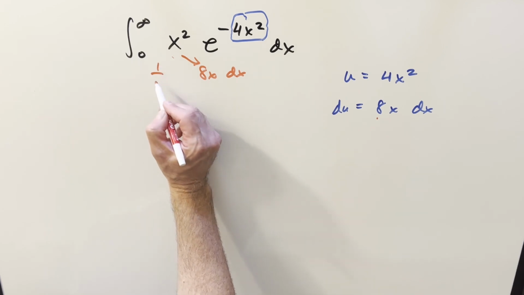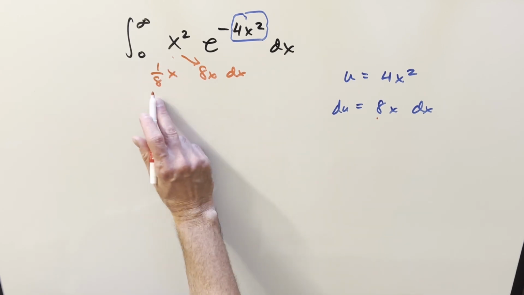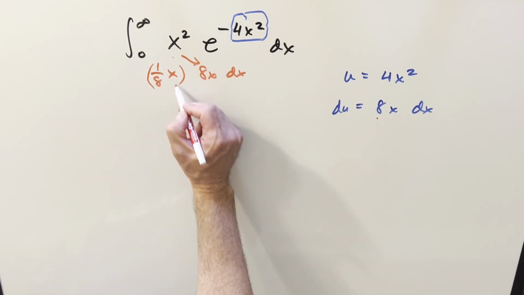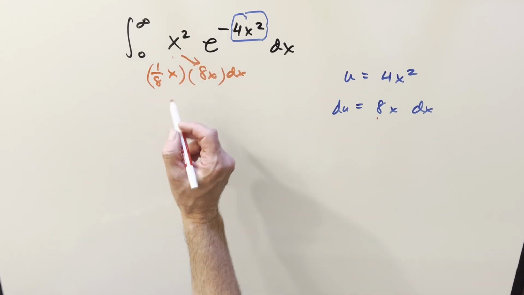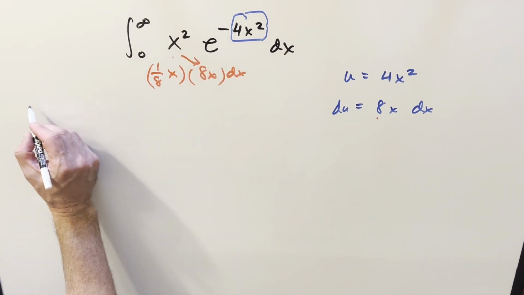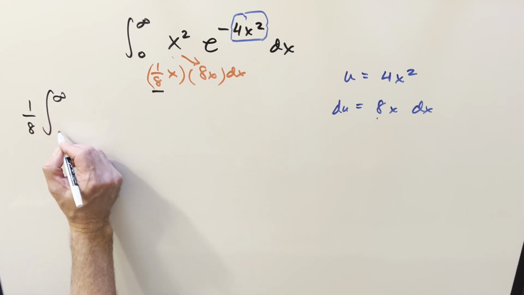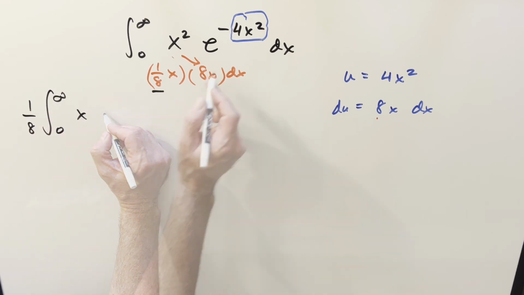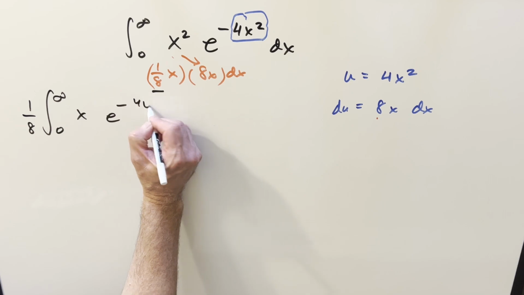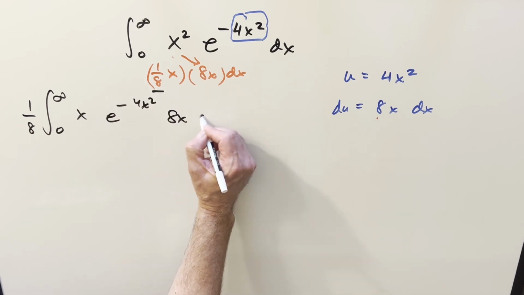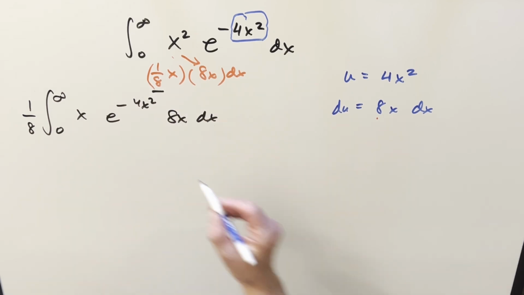So I'm not changing it. We'll have this other part that's going to be 1/8 x, just because when you multiply this together, you get back to the x squared. So let's write it this way, but I'll take this 1/8 and bring it out front. We're going from 0 to infinity, x times e to the minus 4x squared, and then we have our 8x dx here on the end. So we have our du.